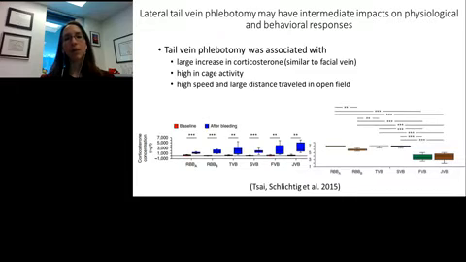So this Cyano et al. paper found that lateral tail vein phlebotomy had intermediate impacts on physiologic and behavioral responses. So mice that had tail vein phlebotomy had a large increase in corticosterone, but they also had high in-cage activity and high speed and a large distance traveled in the open field.